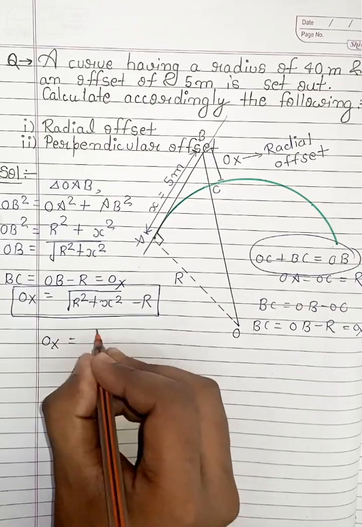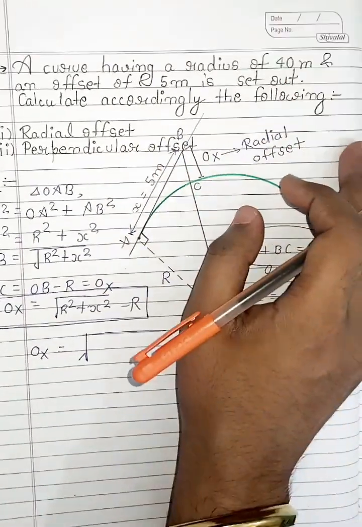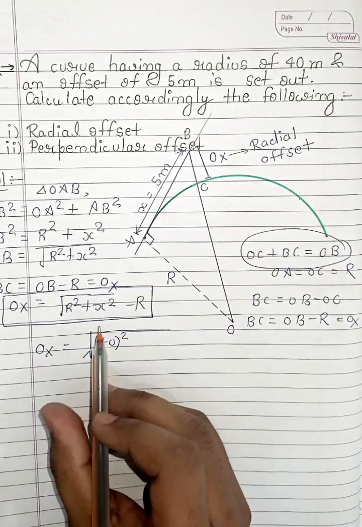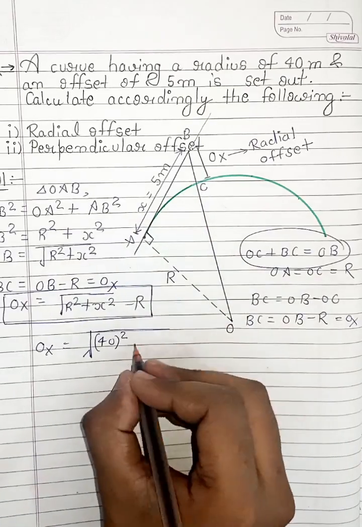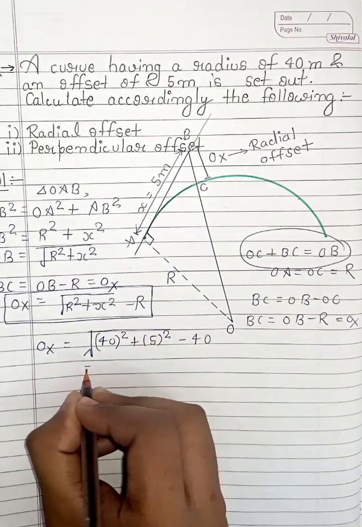So OX is equal to under root of what is R? R is given as 40 meter. R क्या दे रखा बच्चों? R दे रखा 40 meter. So 40 का square plus x square. X is given as 5 meter. 5 square minus R, that is 40.